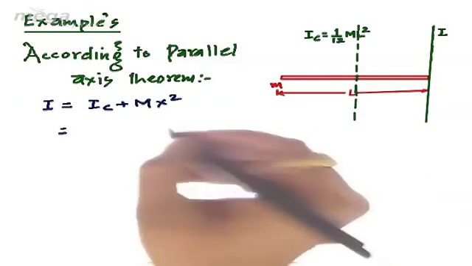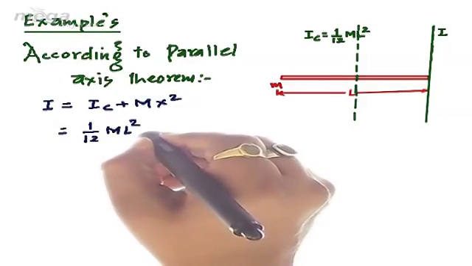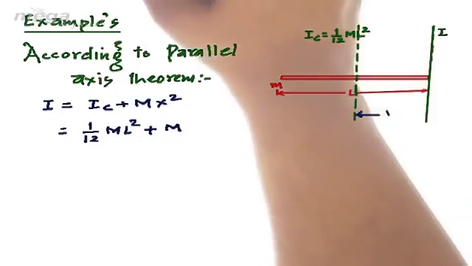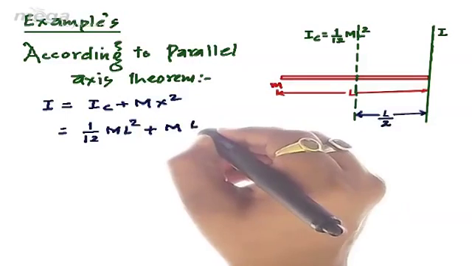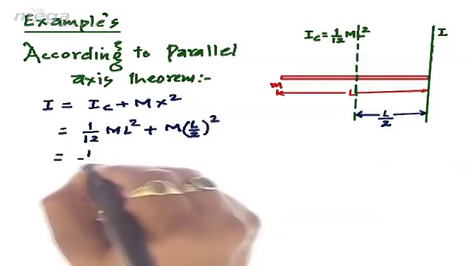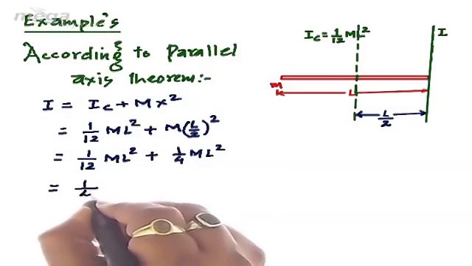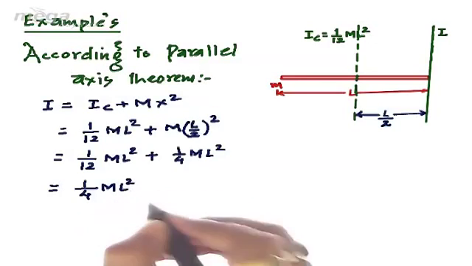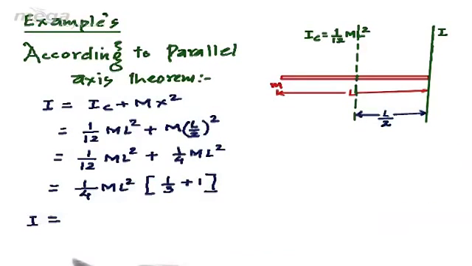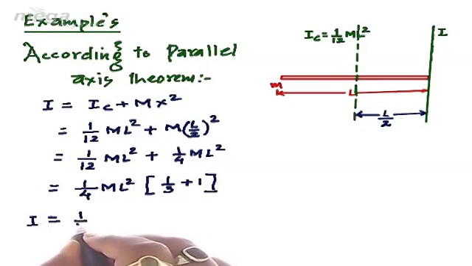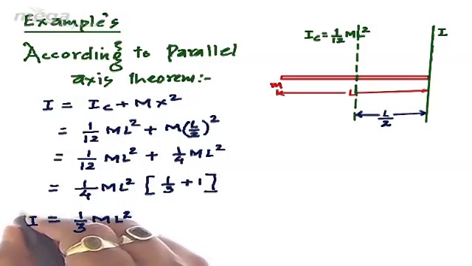So as IC is equal to 1 upon 12 mL square, I will be equal to 1 upon 12 mL square plus m times the distance between the centroidal axis and this given axis, which is easily seen to be L by 2. So it will be L by 2 whole square. It will come out to be 1 upon 12 mL square plus 1 upon 4 mL square. So 1 upon 4 mL square is taken common, 1 upon 3 plus 1. On solving, we get the moment of inertia about the axis passing through the tangent and parallel to the centroidal axis equal to 1 upon 3 mL square.